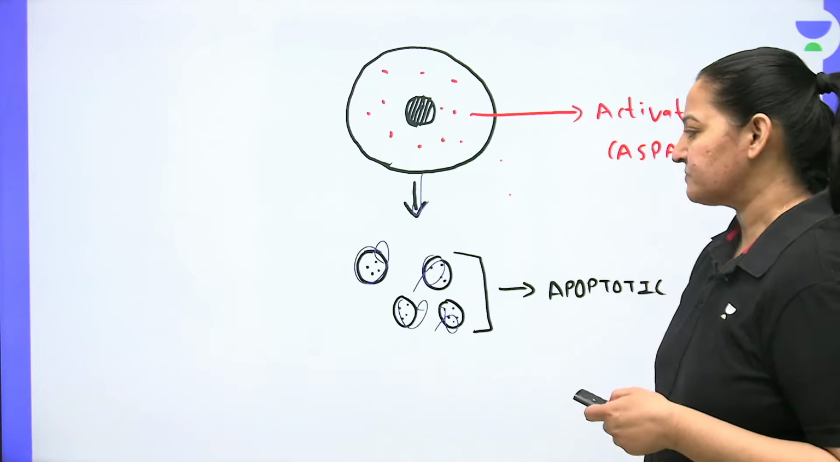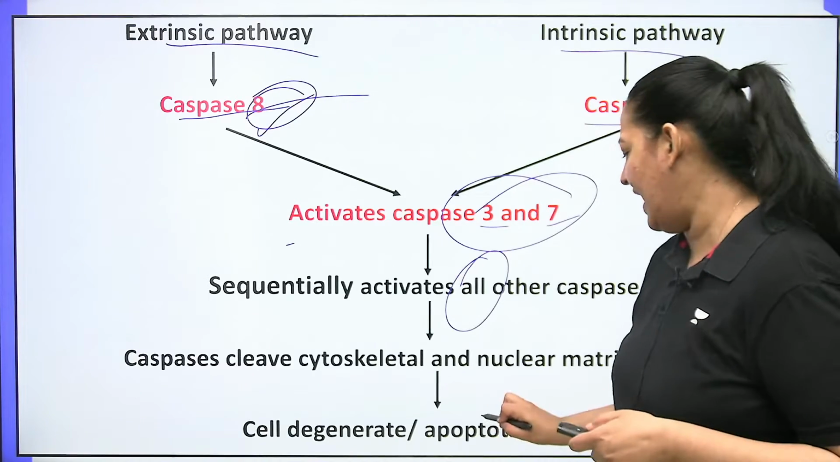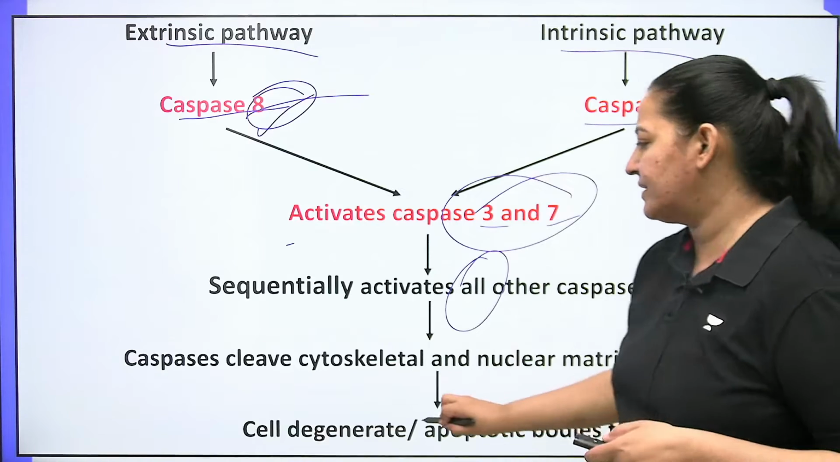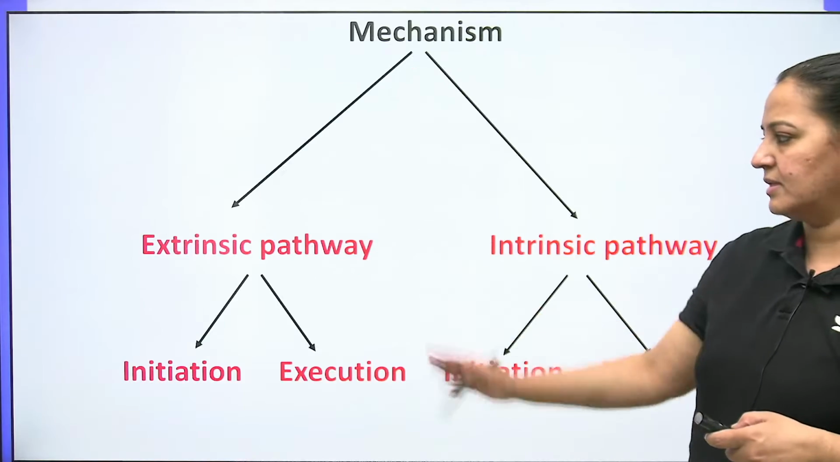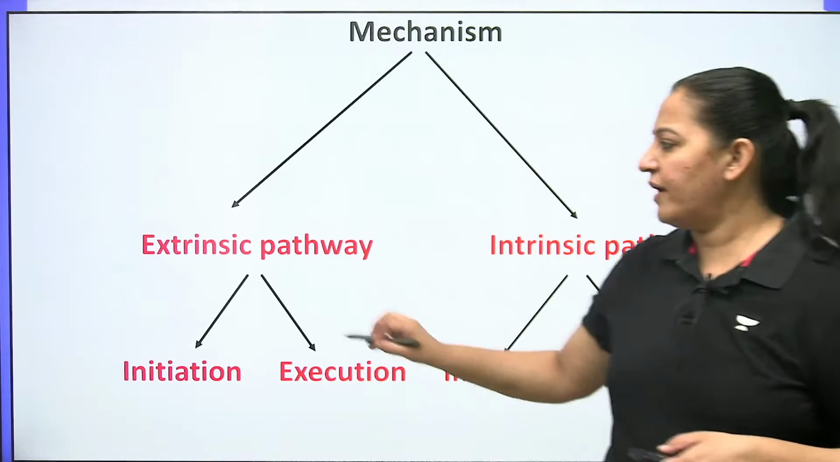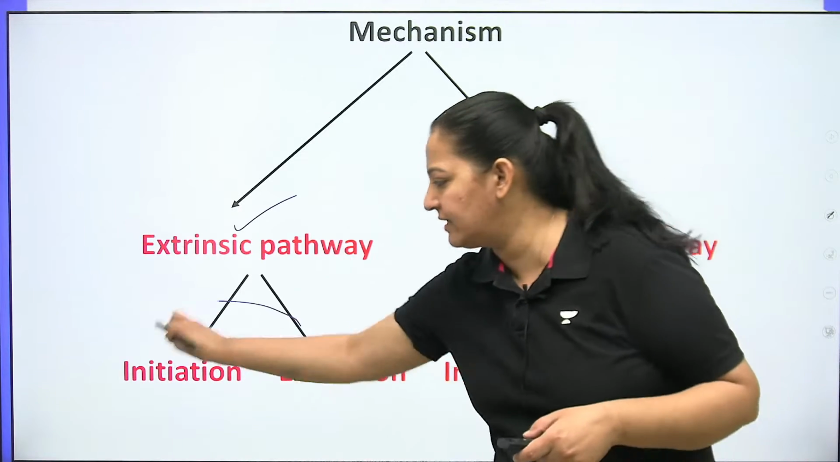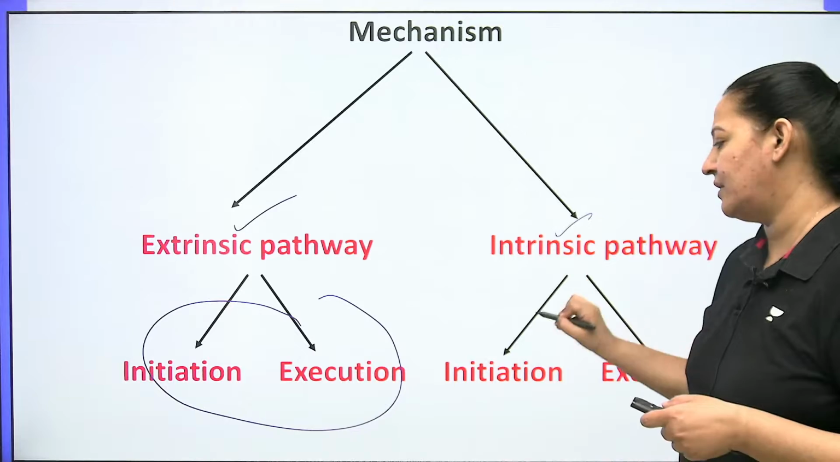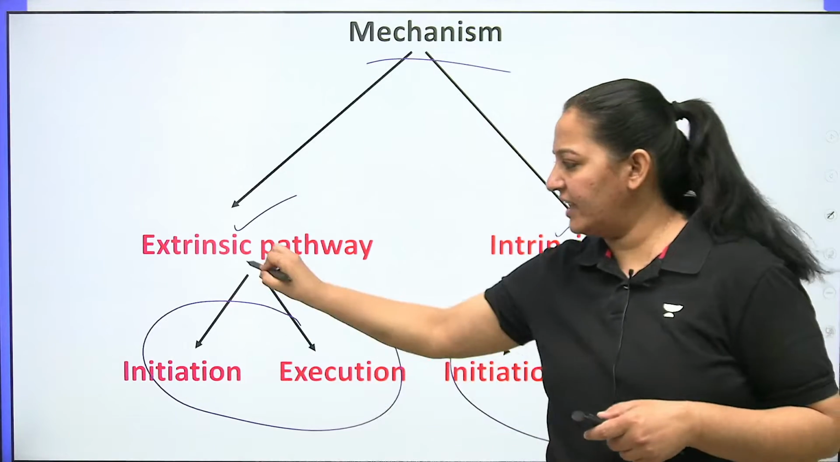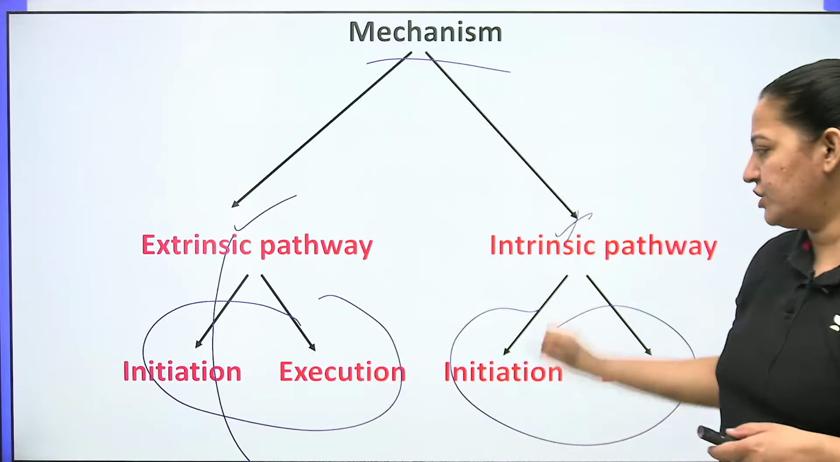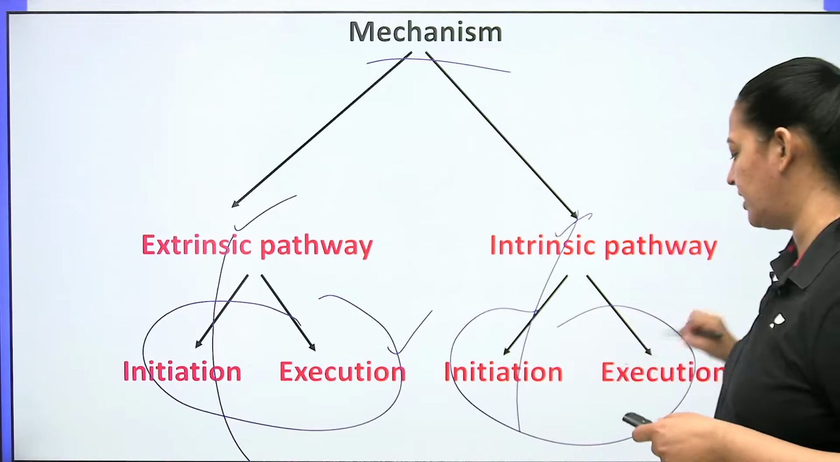I am done. So you can see in the end a phagocyte is coming and the cell is degenerated and the phagocyte will engulf it. This is the execution. So if the intrinsic pathway is asked, write these two. If extrinsic is asked, write these two. And if overall is asked, write everything. Write initiation of extrinsic, write initiation of intrinsic, and then draw execution in common.